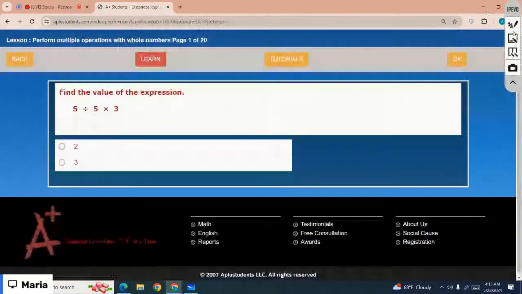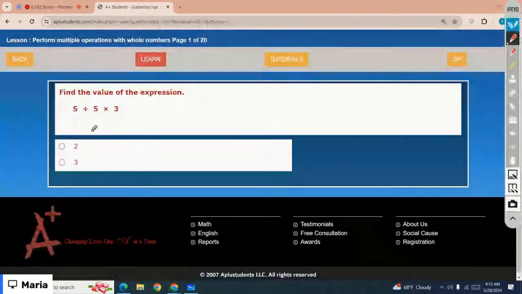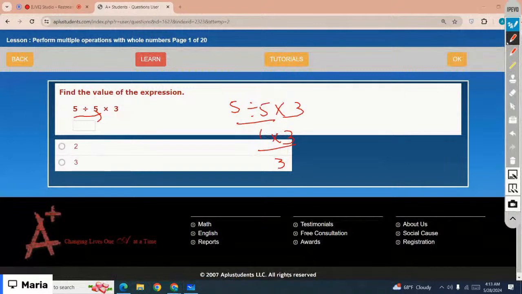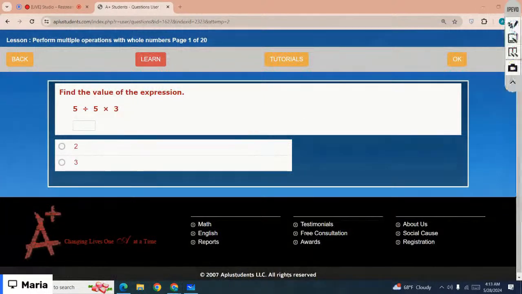That's the same one we just did. You have the division and multiplication. They are on the same level. You have to go from left to right first. You have to divide 5 divided by 5. That is 1. Then you have to multiply 1 times 3, which is 3. So the correct option is 3. Got it? What is the correct option?